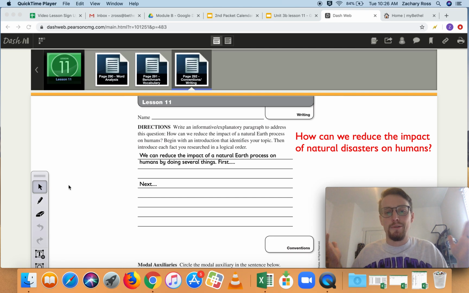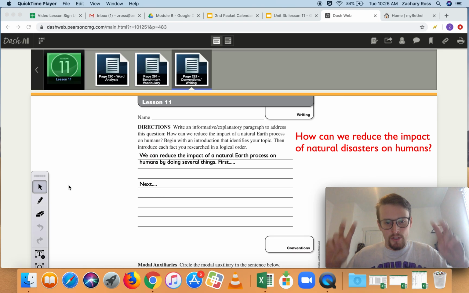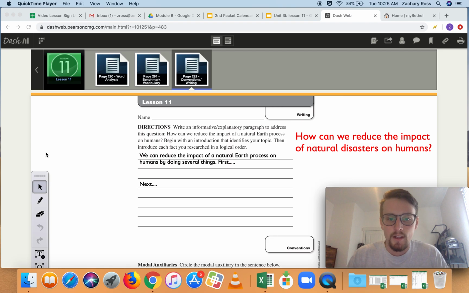You're probably saying, Mr. Ross, what is reduce the impact of a natural earth process on humans? What does that mean? Reduce the impact of a natural earth process on humans. Well, I rewrote it in my own words over here in red. I said, how can we reduce the impact of natural disasters on humans?